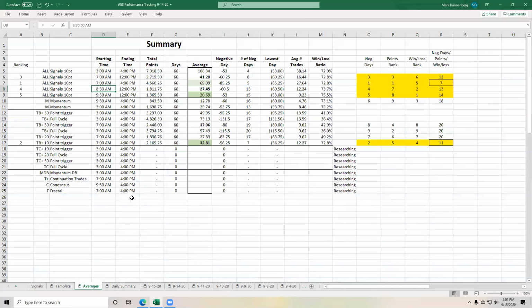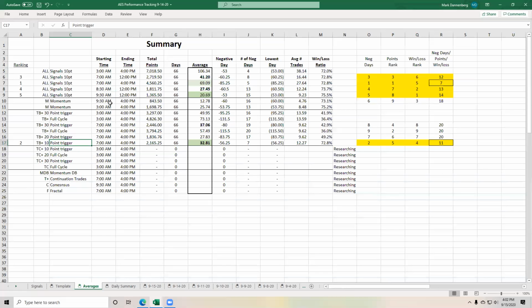Last thing I want to do is just share with you the averages here. We do a fair amount of tracking and stack ranking, so I'm always looking at the best performing category, meaning a combination of time frames being traded and what signals are being traded. In this case, it would be all signals looking for 10 points of profit from 7 to 4. Here's a category that is taking only the trend bias and continuation trades looking for 10 points of profit from 7 to 4, or our 9:30 to noon category that we already talked about.